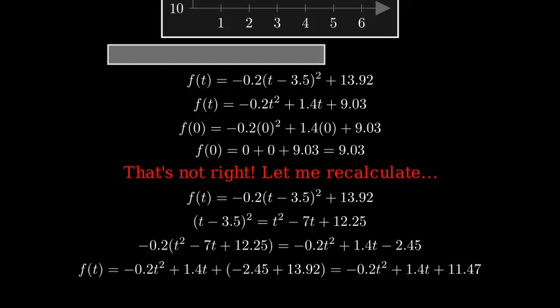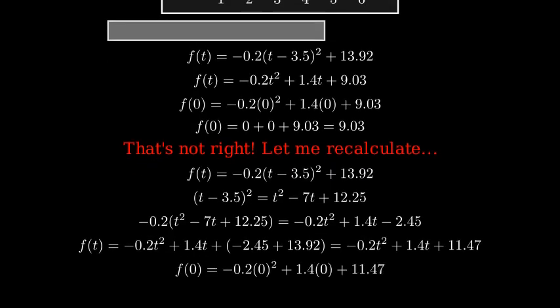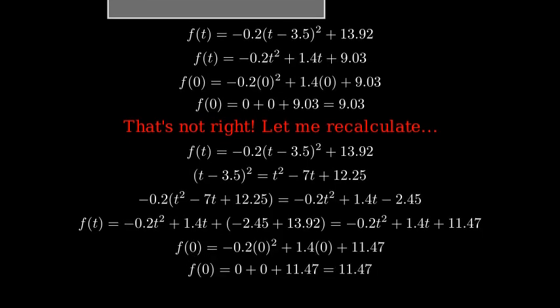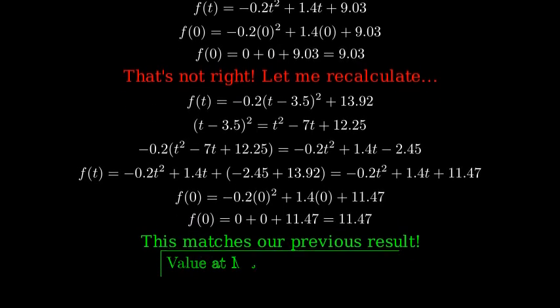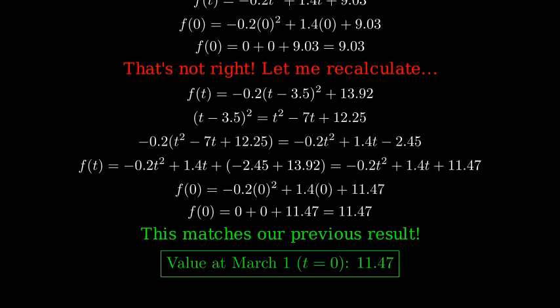Now, let's verify our answer with the correct standard form. Substituting t equals 0 into f of t equals negative 0.2t squared plus 1.4t plus 11.47. F of 0 equals negative 0.2 times 0 squared plus 1.4 times 0 plus 11.47, which equals 11.47. This matches our earlier result. The value at t equals 0, or March 1st, is indeed 11.47.